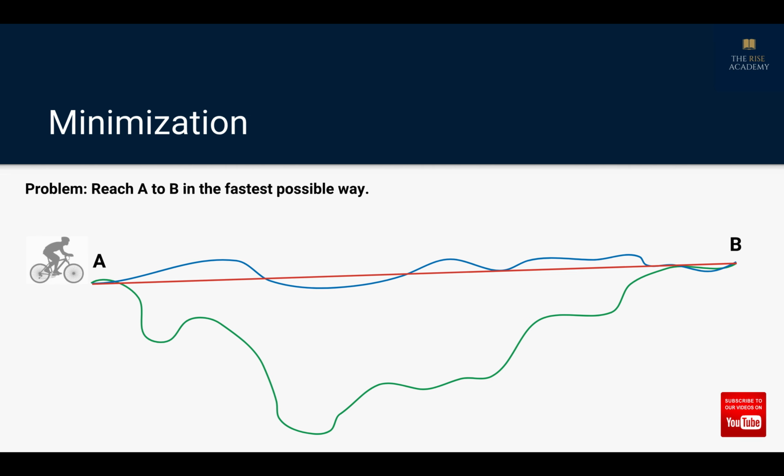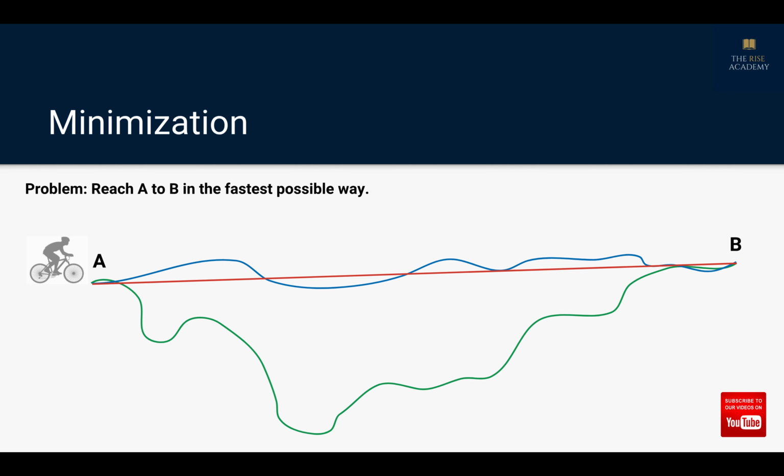The first term is called minimization. Minimization is a problem where we are trying to find the minimum value that a particular variable can take. Let's say, for example, here we have a cyclist whose work is to find the fastest route from A to B. Now there are multiple routes. There is one in green color, one in red, and one in blue. And his work is to find the fastest route.